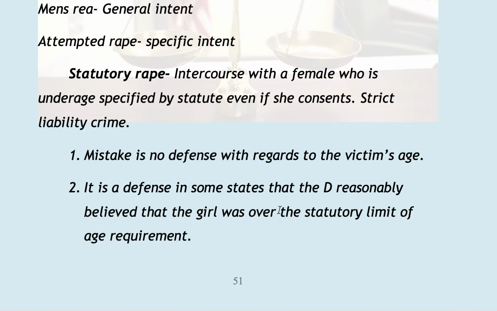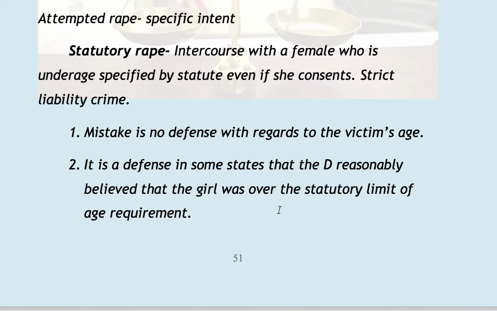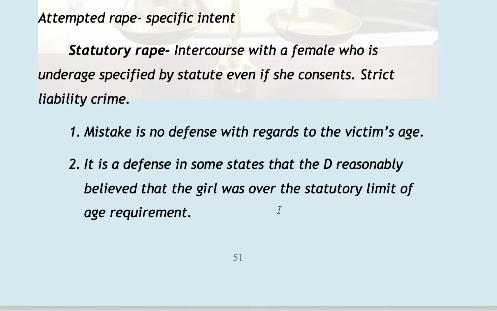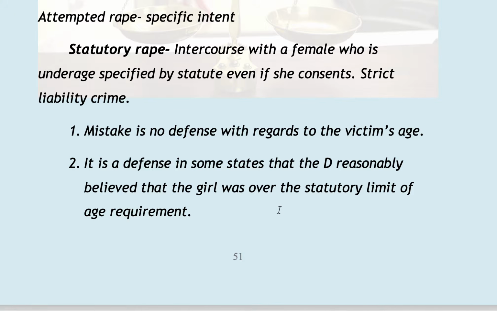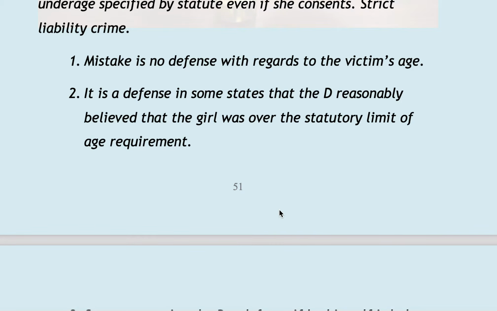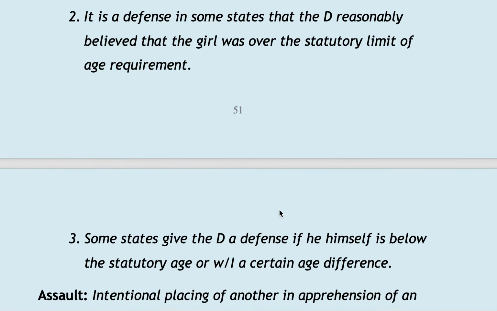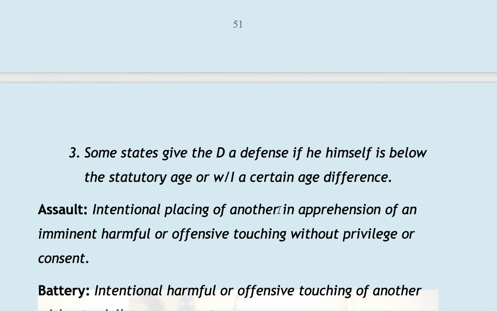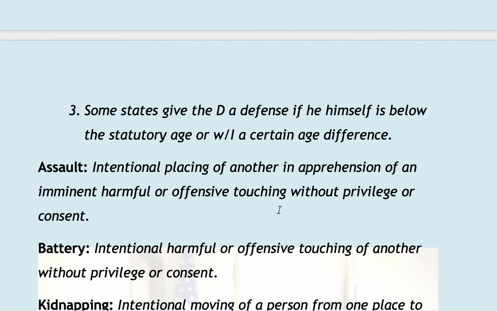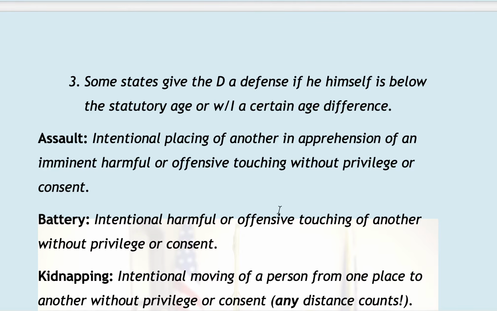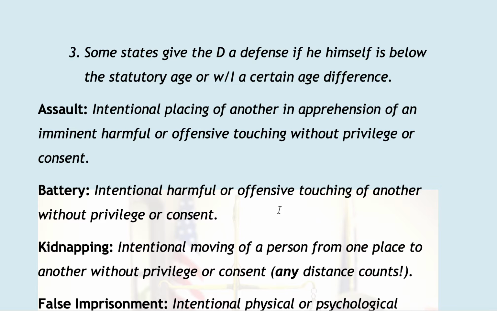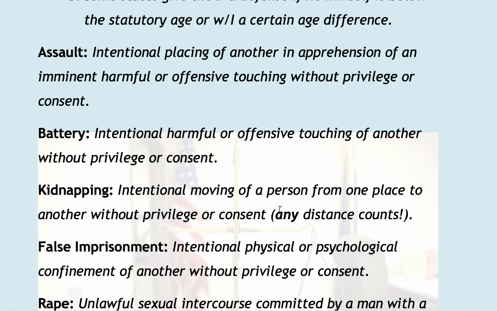Statutory rape, intercourse with a female who is under the age specified by statute, even if she consents, is a strict liability crime. Mistake is no defense with regard to the victim's age. It is a defense in some states that the defendant reasonably believed that the girl was over the statutory limit of the age requirement. Some states give the defendant a defense if he himself is below the statutory age with a certain age difference.